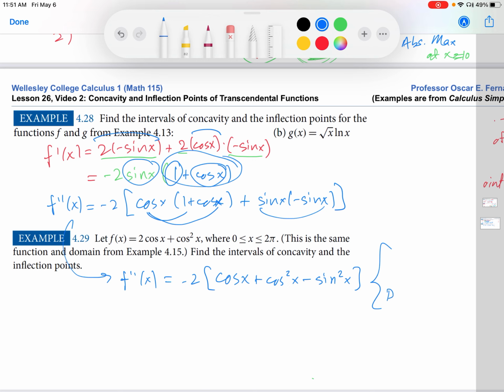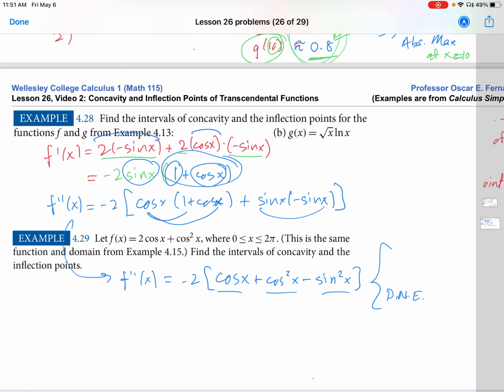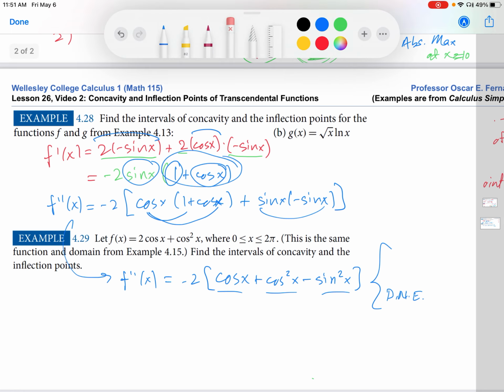All right, is there any location, any x values where this is undefined? The answer is no. Cosine and sine are functions that are defined for all x, so there's none of that in this problem. How about where it's equal to 0? Well, let's find out. I'm going to set this entire thing equal to 0. I would divide by negative 2, and then I'm left with this.